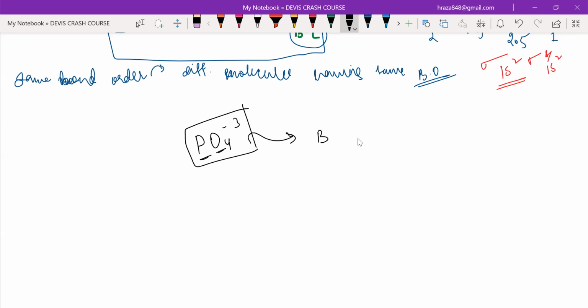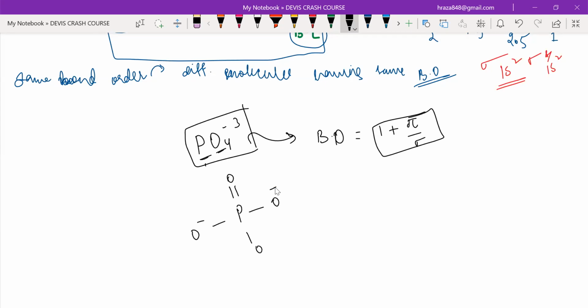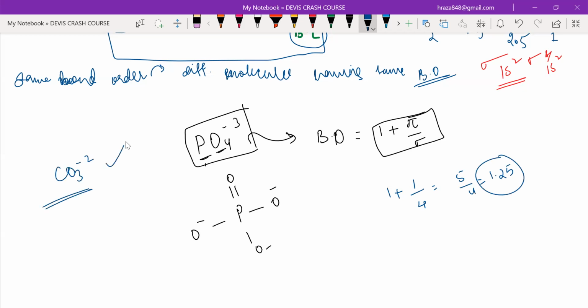In this type of question, you calculate bond order as 1 plus pi bonds upon sigma bonds. That means you draw the structure, and I think you can easily draw it. So 1 plus pi bond is 1, and sigma bond is 4, so 5 by 4, that means 1.25 bond order. So you can easily calculate the bond order of CO3 2 minus and similar ions. This applies to this type of compounds.